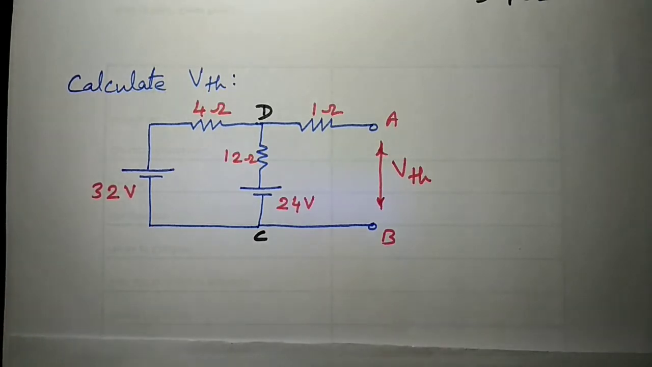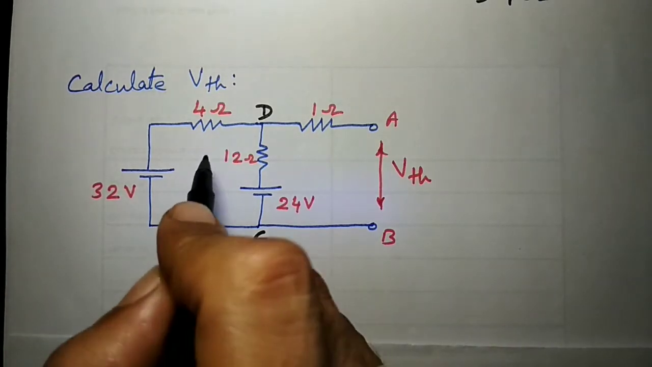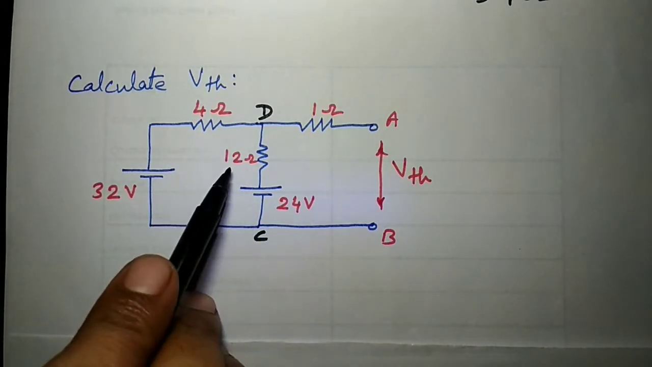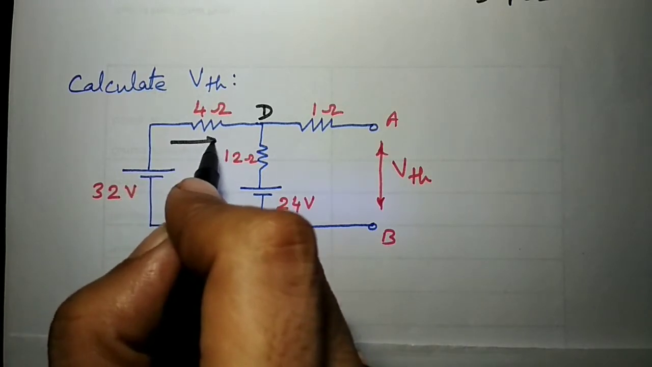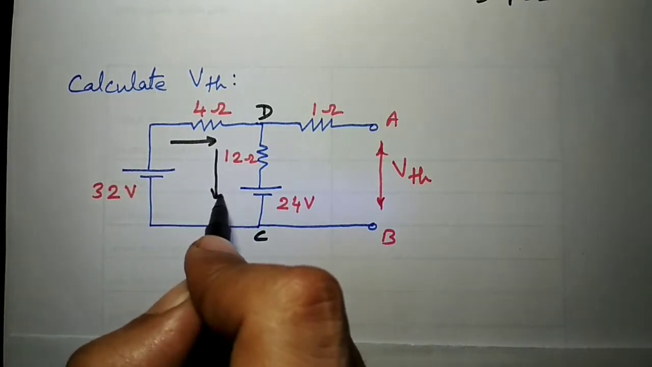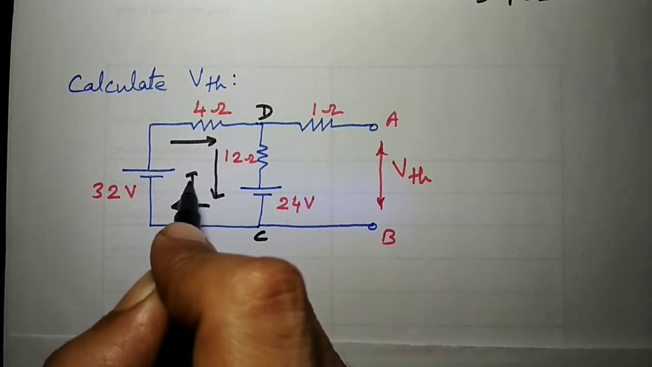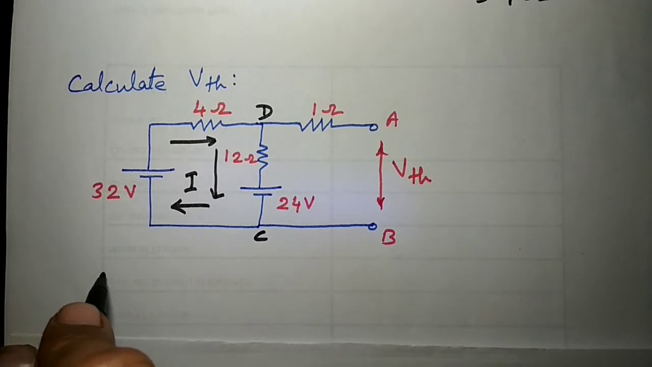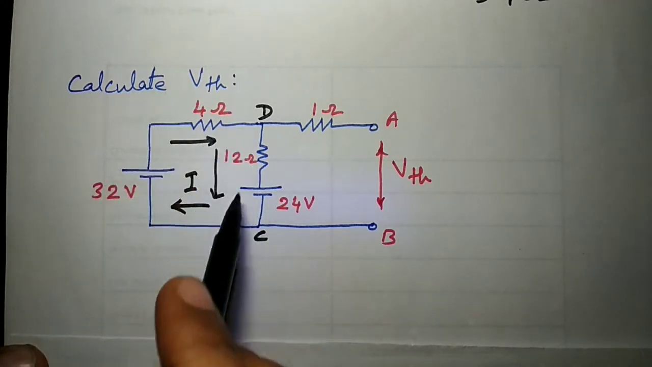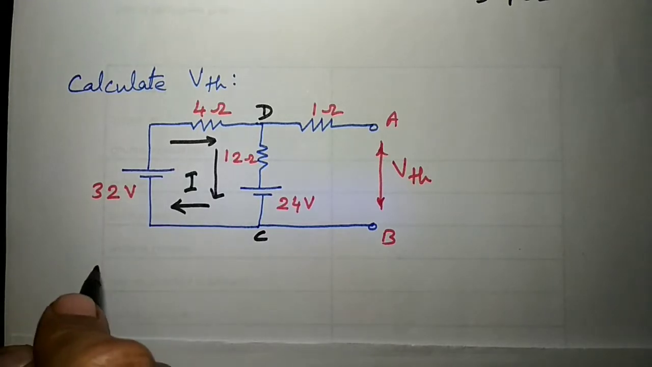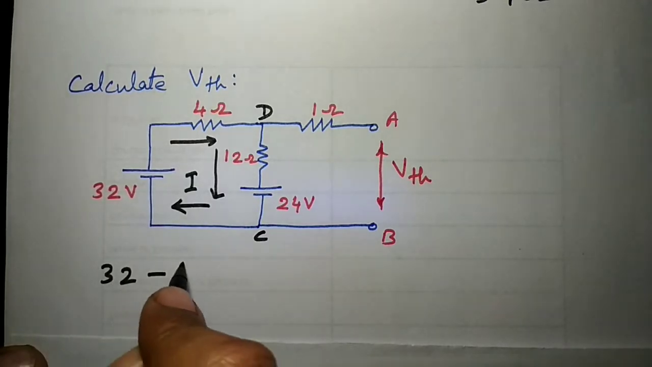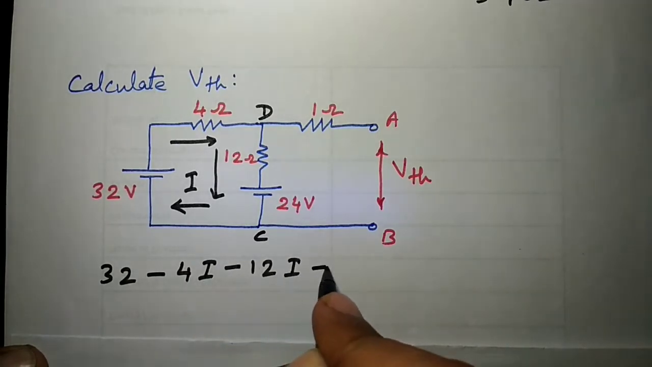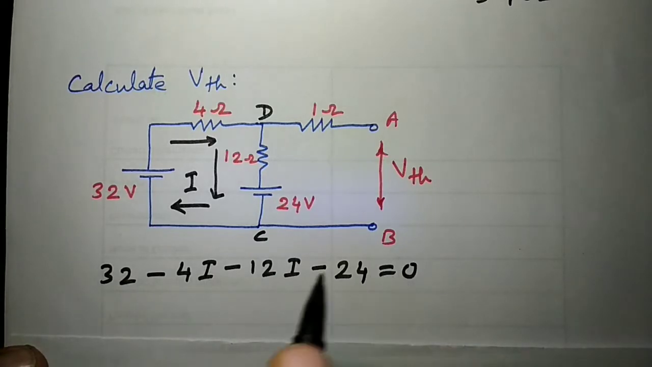First of all, here we will calculate the current through this loop. That means basically we have to find the current through 12 ohm resistance. So consider a current I is flowing through this loop. So the value of I can be calculated by using KVL in this closed loop. So it will be 32 minus 4I minus 12I minus 24 equal to 0.